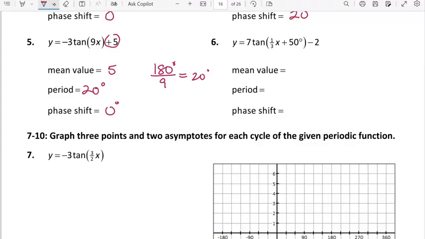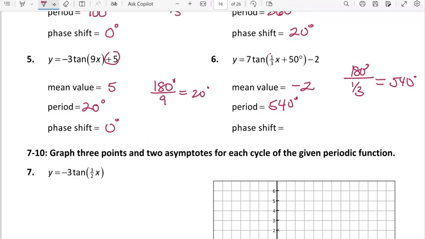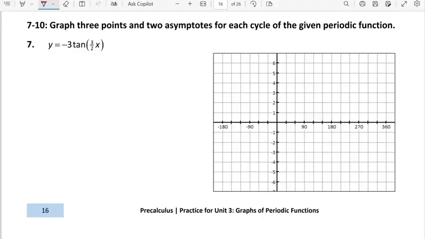In number 6, mean value, -2. That's the amount that's added to the tangent function. The period is 180 divided by the b value, which is 180 divided by 1/3. That's 180 times 3, which is 540. And then in order to see the phase shift, I must factor that inside to 1/3 times x plus 150 degrees. And that means that the phase shift is -150 degrees.